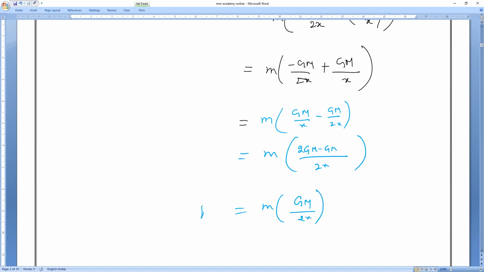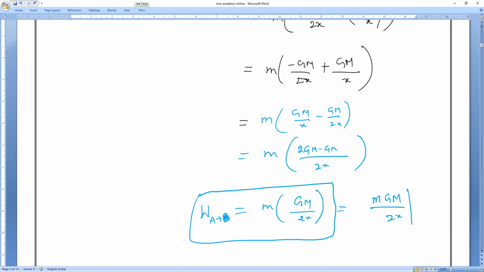So this is the amount of work done needed to transfer mass m from A to B. Do you understand, everybody? So what is the formula? I can write it as m GM divided by 2X. Understand? If you have any doubt, you can ask me.